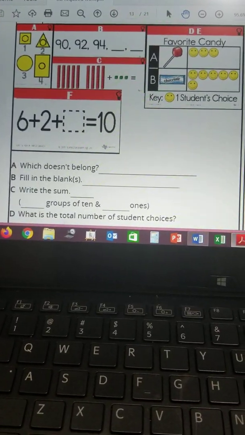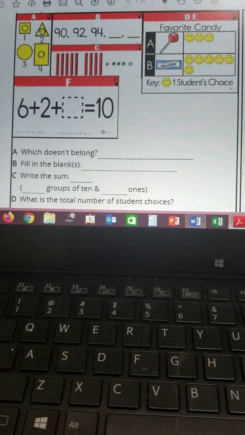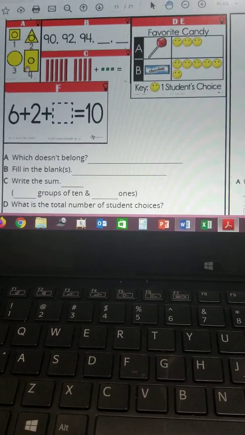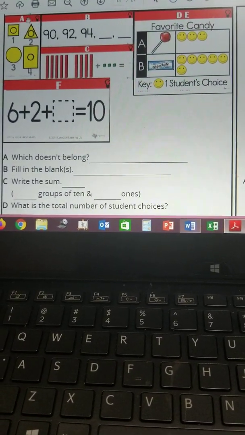And don't forget to match the picture with the question. So picture A goes with question A. Okay, so you're looking at these shapes here. And the question is, which one does not belong?